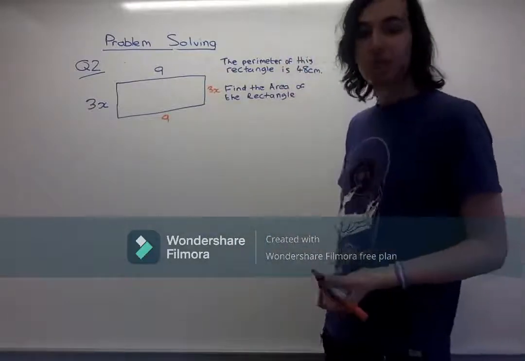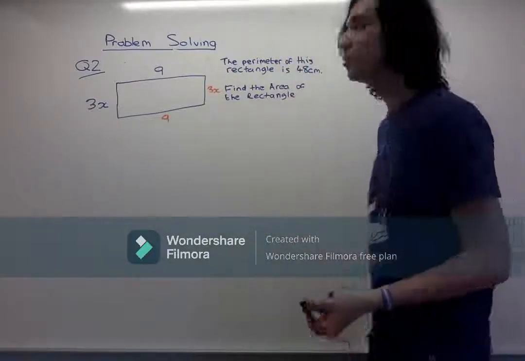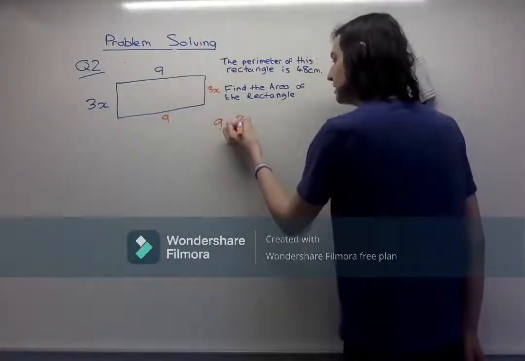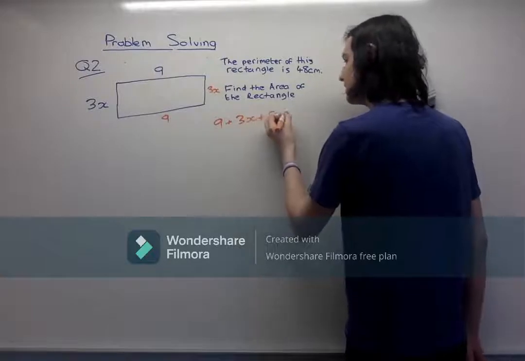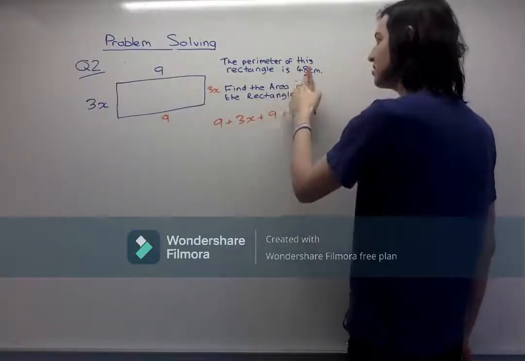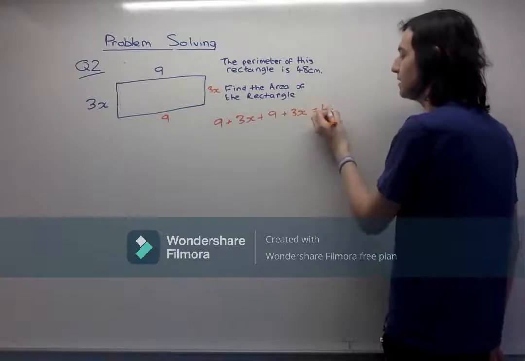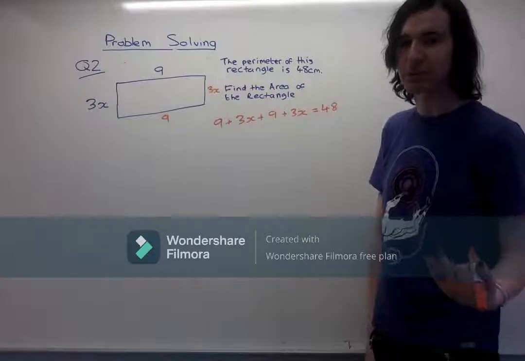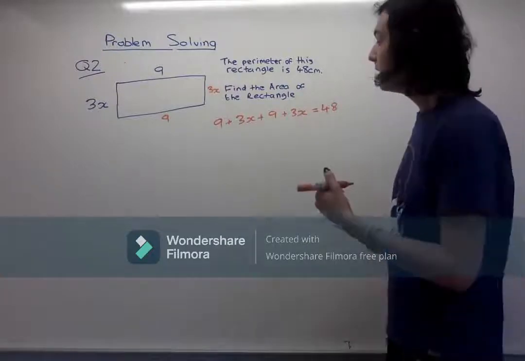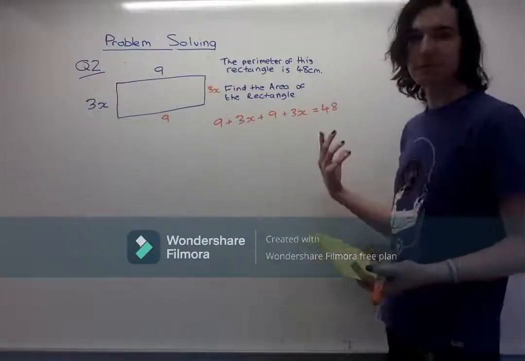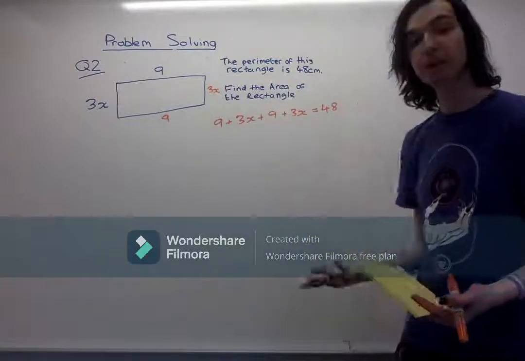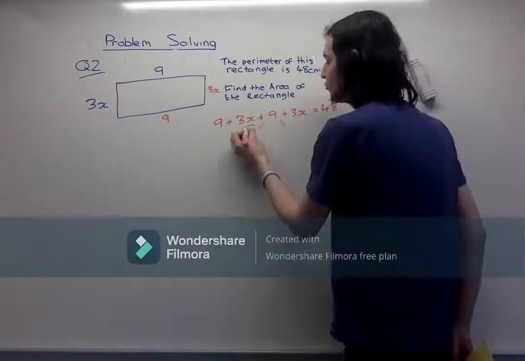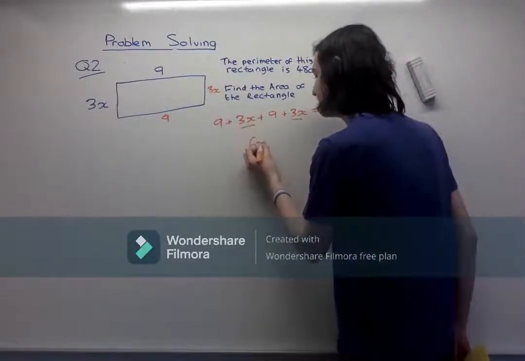And now we need to deal with the perimeter. So we're going to add up all the sides. We'll go in a clockwise direction: 9 plus 3x plus 9 plus 3x. And that's going to equal that little gem of information, 48. We'll deal with units later on in our final answer. At the minute, this is a little bit messy, so cast your mind back to when we did simplifying expressions. Let's tidy it up a little bit. Alphabetically, we've got a 3x and a 3x, so that'll give us 6x.